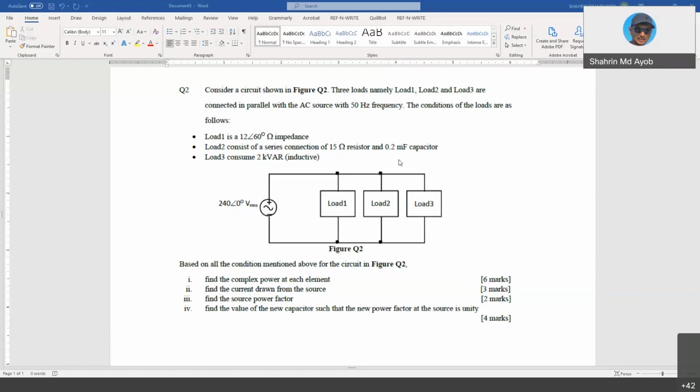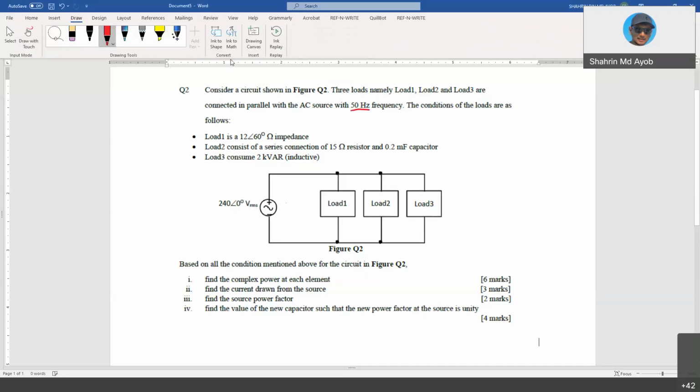So this is actually a sample of a previous test one, under the code SEEE2423, I think around year 2018. Okay, so the question is, consider a circuit shown here. You have 3 loads connected in parallel with a single voltage source, 240 volt RMS. And this circuit as shown here is actually at 50 hertz frequency. And the condition for the load is this one.